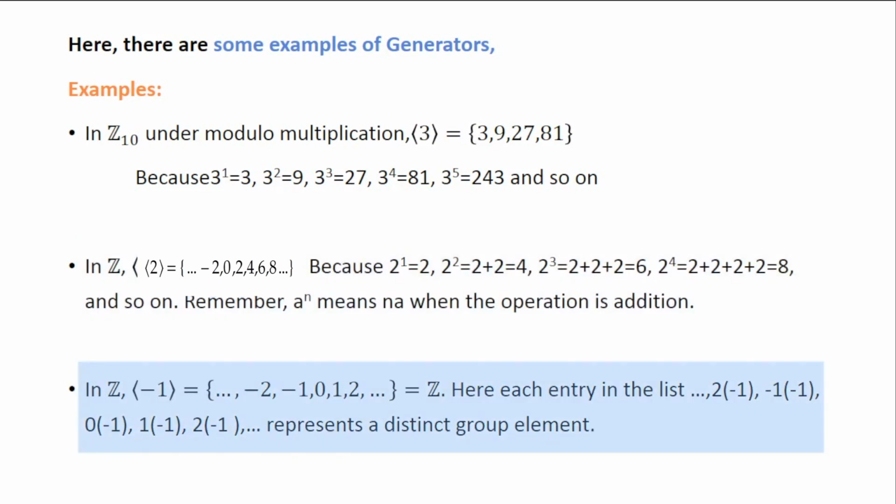In the third example, in the integers Z, ⟨minus 1⟩ is equivalent to minus 2, minus 1, 0, 1, 2, and so on, that is equivalent to Z. Here, each entry, 2 into minus 1, minus 1 into minus 1, 0 into minus 1, 1 into minus 1, 2 into minus 1, and so on, represents a distinct group element.